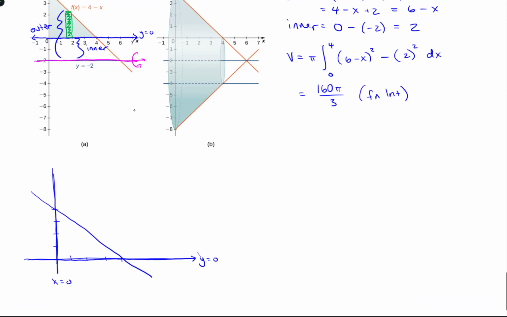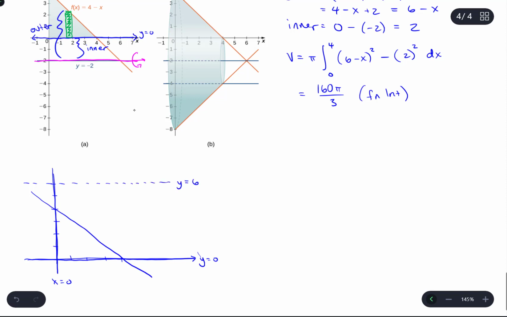All right, but this time I'm going to rotate around, say, y equals 6. All right, so I want you to see what happens here, because it can get a little bit confusing when you're thinking in terms of positive and negative here. All right, so I'm going to rotate this region around y equals 6. Okay, so here's my approximating rectangle.